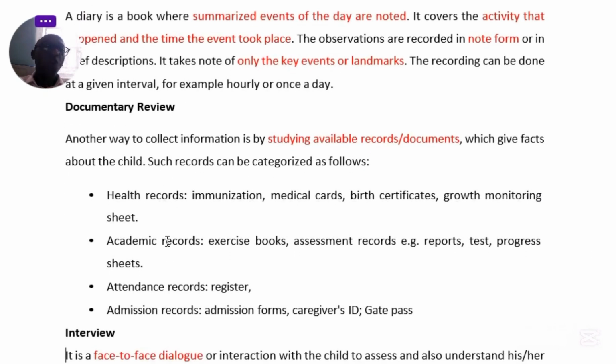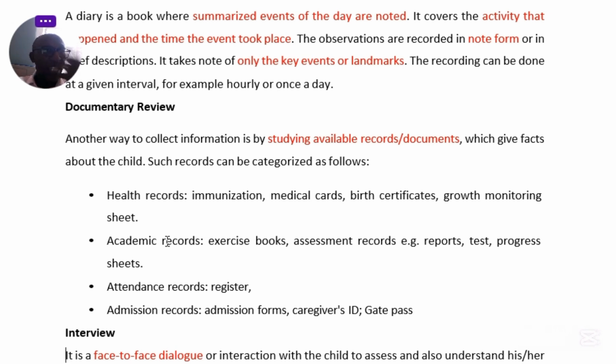There is another approach we call the documentary review. What are you doing here? You are studying available records or documents. So you collect the child's health records, the immunization cards, the birth certificates, the growth monitoring sheet. You remember that sheet where the nurses would plot the growth of the child? Then you study these tools. It is called documentary review.